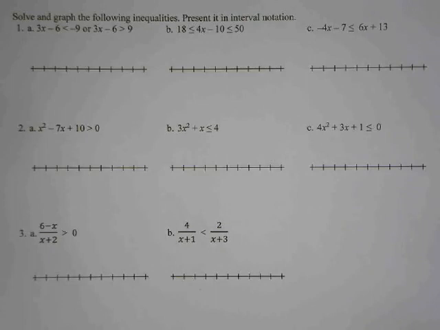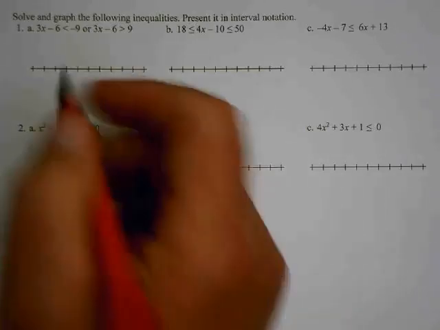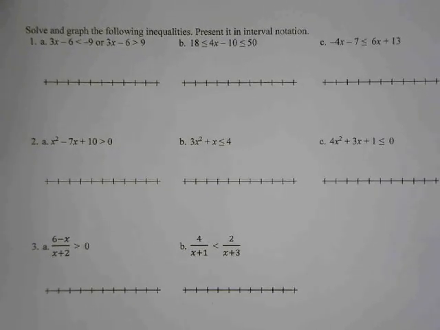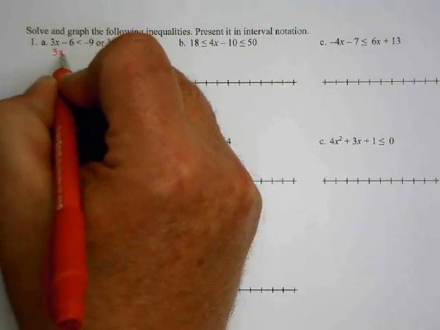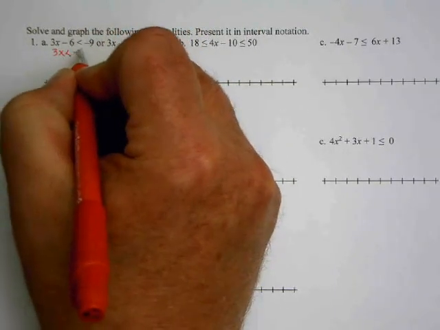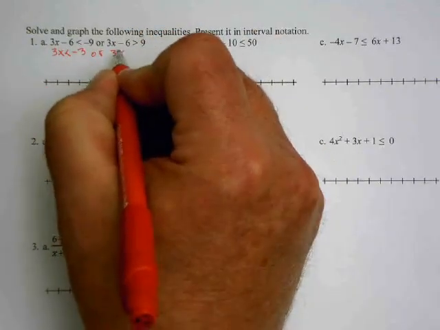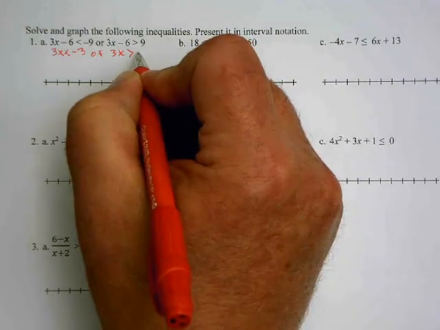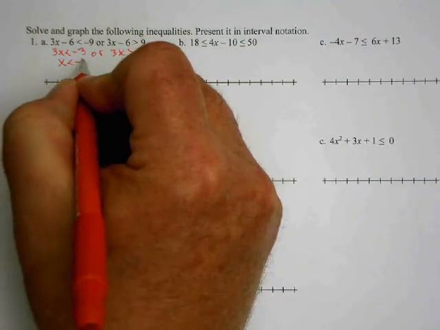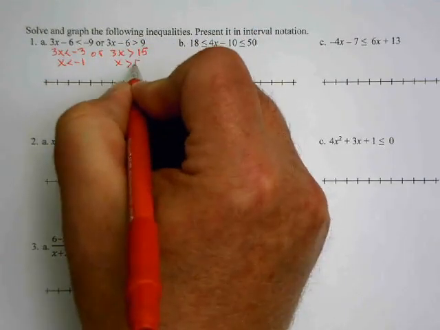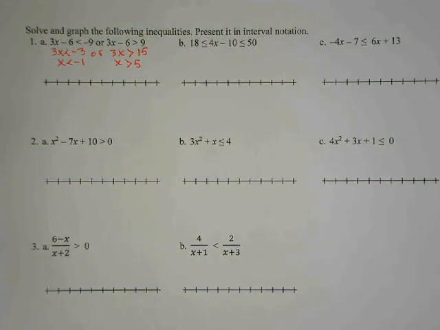So first off, we have 3x minus 6 is less than negative 9, or 3x minus 6 is greater than 9. So we're going to go ahead and solve these. So move the 6 over, so 3x is less than negative 3, or 3x is greater than 15. Divide both sides by 3, and so x is less than negative 1, or x is greater than 5. Note how I just solved both of them as if I was doing each one individually.